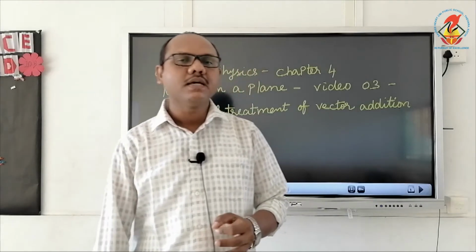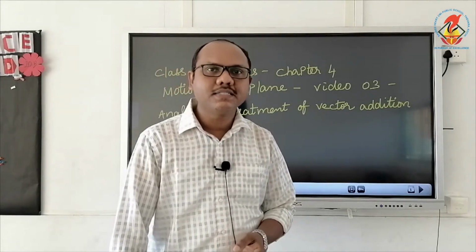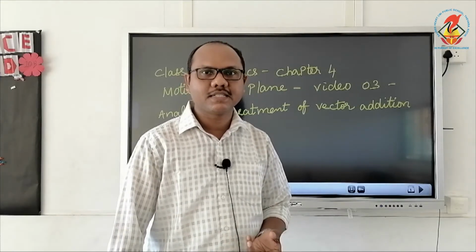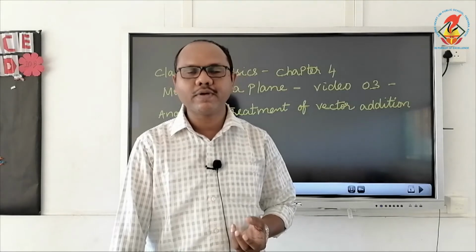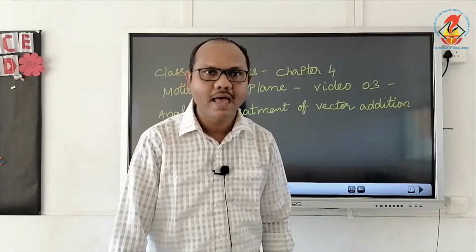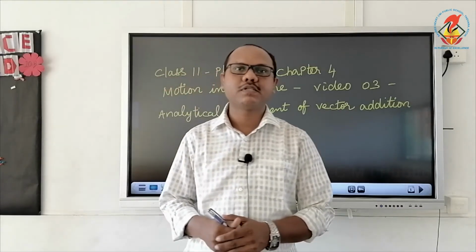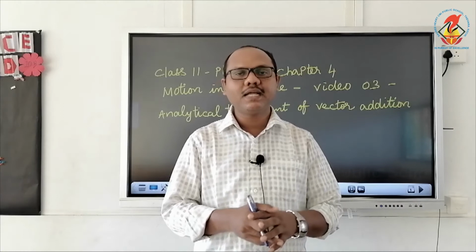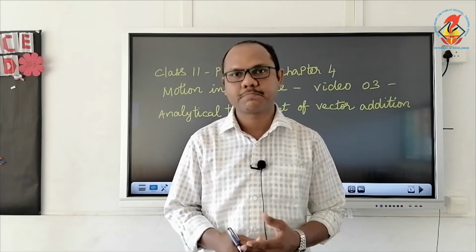Now, if two vectors are in different directions, we learned the resultant R is equal to root of A square plus B square plus 2AB cos theta, and the direction is given by B sin theta by A plus B cos theta. So, we studied these two derivations, we studied these two equations.